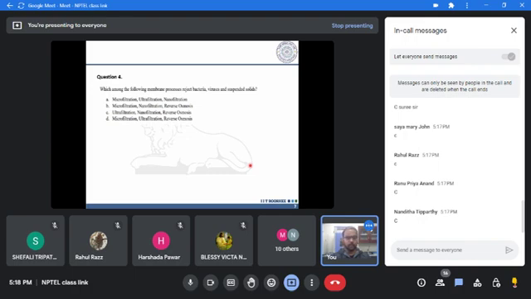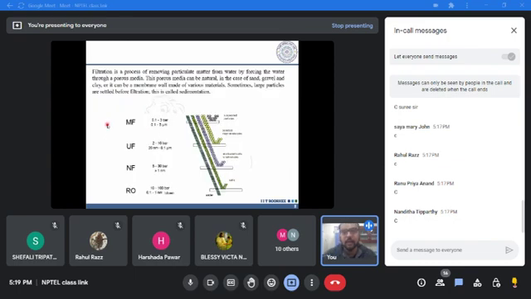Okay, then Rahul Raj is also saying C. Ranu Priya is saying C. Nandita Tripathi is saying C. Okay, so the answer is C: ultrafiltration, nanofiltration, and reverse osmosis. Microfiltration does not block the passage of viruses, but ultrafiltration, nanofiltration, and RO eliminate those. So the answer is ultra, nano, and reverse osmosis.